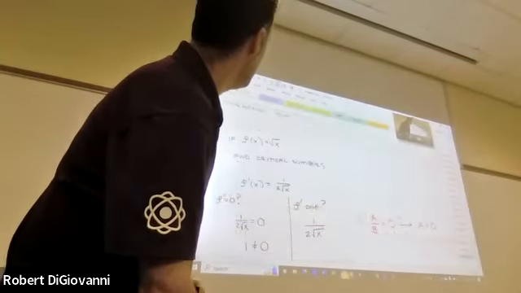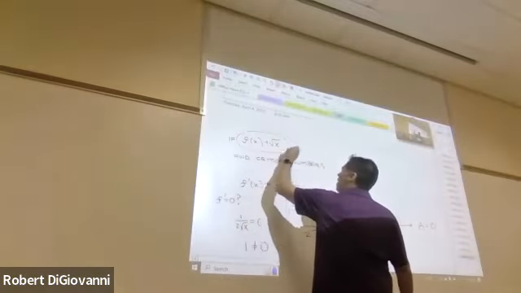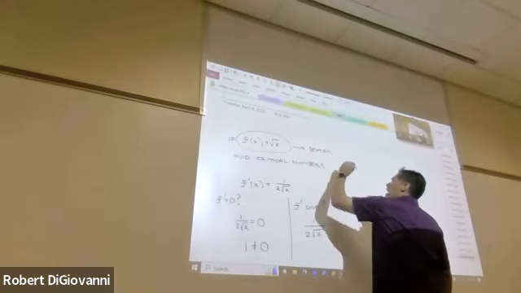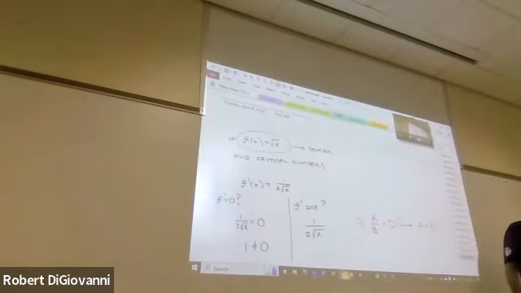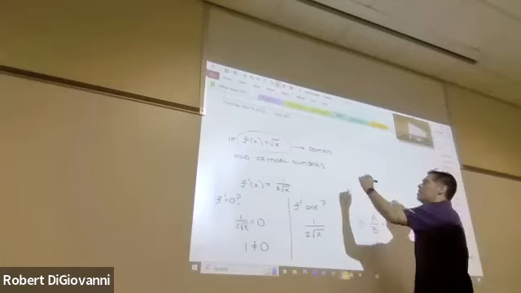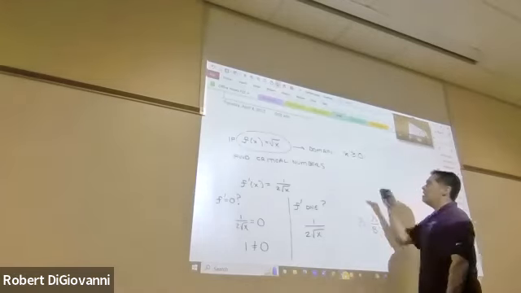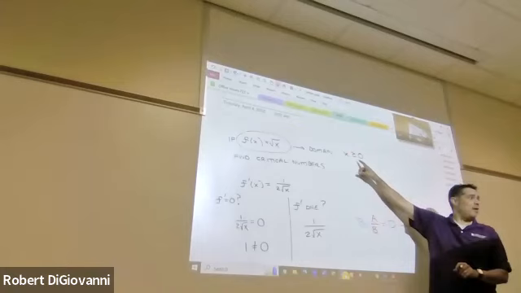So when you look at our original function here, what can you tell me about the domain of this? What are the restrictions on x here? Can't be negative. So the domain is all x greater than or equal to 0, right? So any critical numbers that we find here have to satisfy this as well.